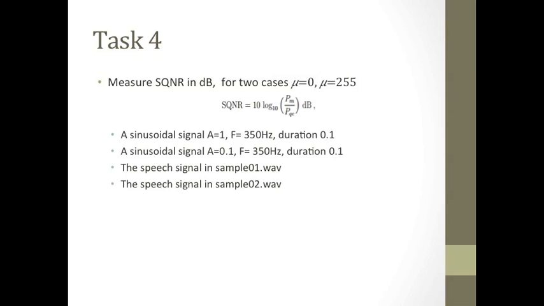The equation shown is used to find the SQNR, which is the signal to quantization noise ratio, where PM is the average power of the message signal and PQE is the average power of the quantization error. The quantization error could be found by subtracting the message generated at the output of the receiver from the original message and then computing the average power.